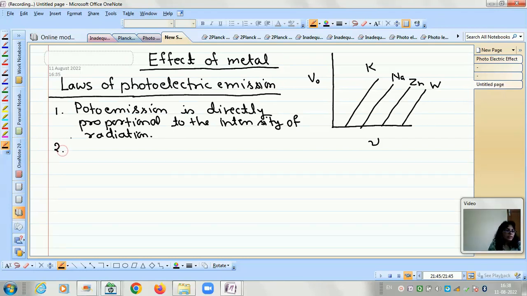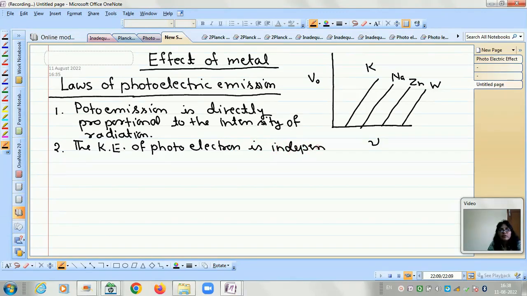Now the second law is that the kinetic energy of photoelectron is independent of the intensity of light or intensity of radiation.